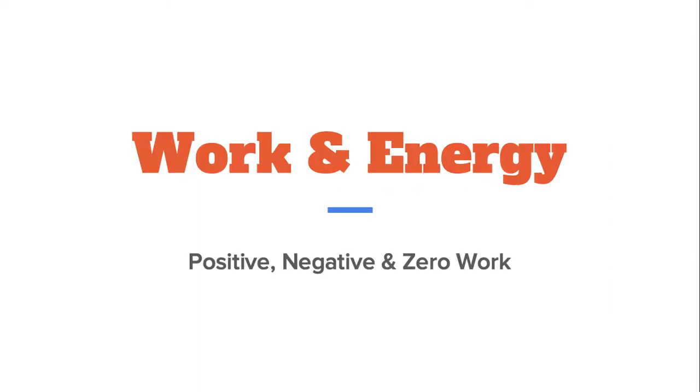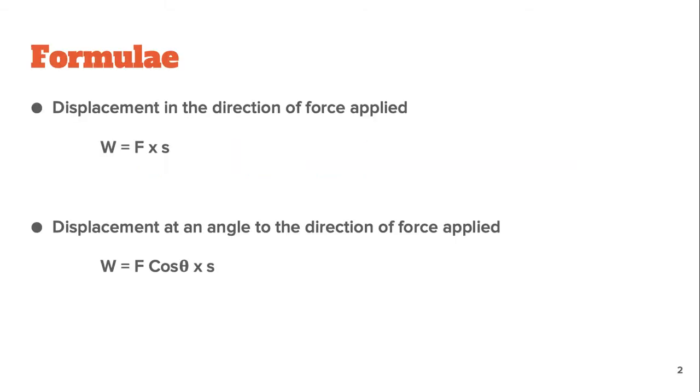Let us understand when work done is positive, when it is negative, and when it is 0. This is very interesting, where we will combine science and mathematics. We know that when displacement is in the direction of the force applied, work done can be calculated by simply multiplying the force, that is the magnitude of the force, and the displacement.